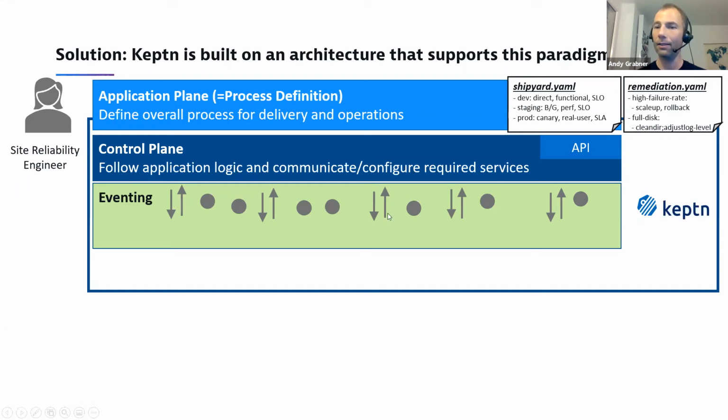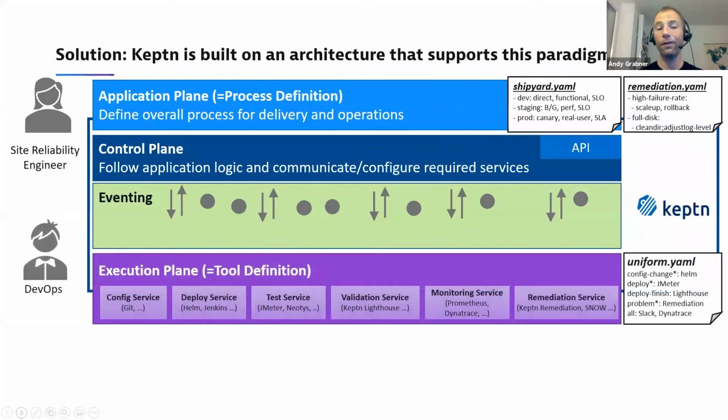And then on the right side, top right, remediation. This would be for, hey, in case our monitoring tool detects a high failure rate or maybe a full disk on our infrastructure in production, then I want to first clean that directory, maybe also adjust the log level. So you specify which action should be taken. So you declare what should happen. And then the who does it is something that the execution plane is then acting upon.